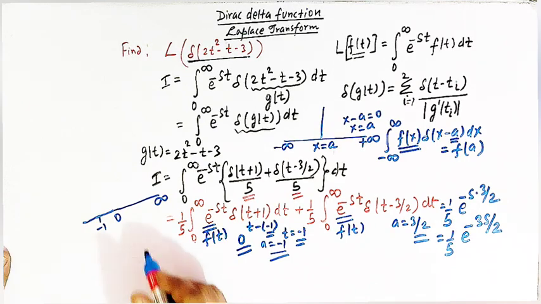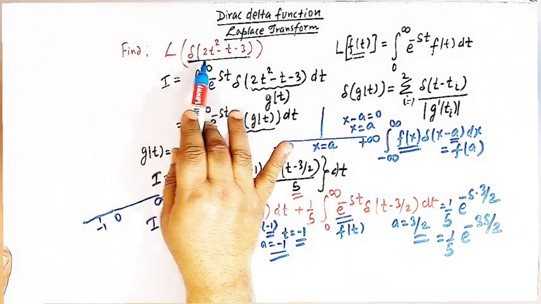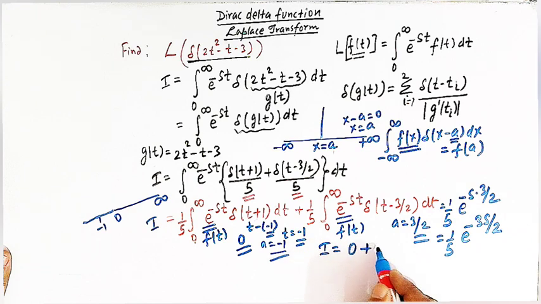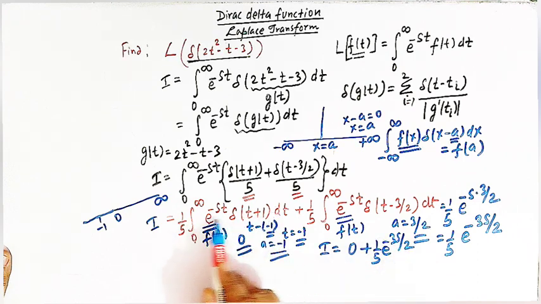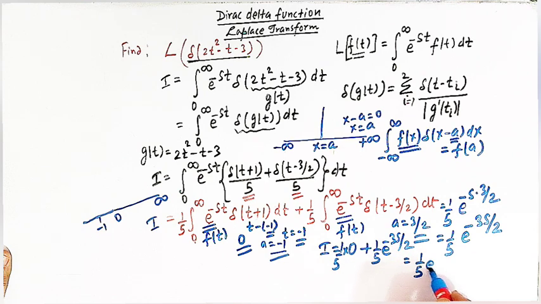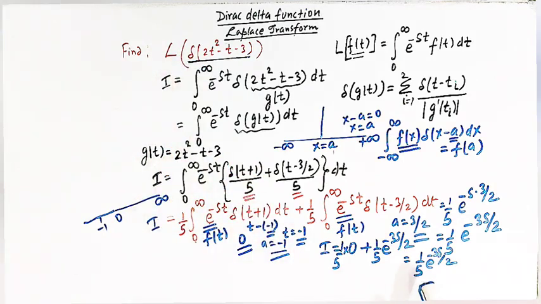So now we can conclude that the value of this integral I, which is also the Laplace transform of this delta function, is equal to 0 plus 1 over 5 e raised to minus 3s over 2, because the value of this integral is 0, right? So we have 1 over 5 times 0 plus 1 over 5 e raised to minus 3s over 2. So this is simply 1 over 5 e raised to minus 3s over 2. So the Laplace transform of this delta function is given by 1 over 5 e raised to minus 3s over 2.